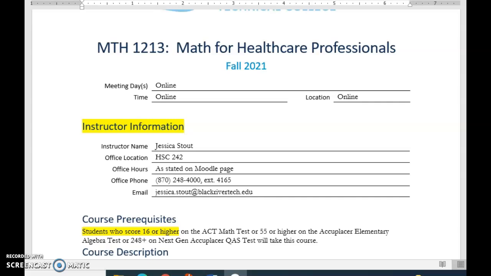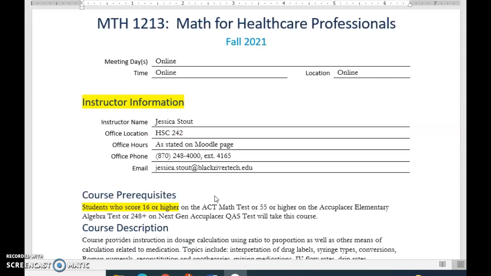And up here at the top, you've got all my instructor information. This is also listed on our Moodle page over there on the right-hand side so that it's easy for you to access it. But I have an office on the Pocahontas campus. It's in the new Health Science Center. It's the two-story building at the back of campus. So if we need to meet up for something, we can do that. My office hours are listed on our Moodle page. You've got my office phone number, extension, and you've got my email address.